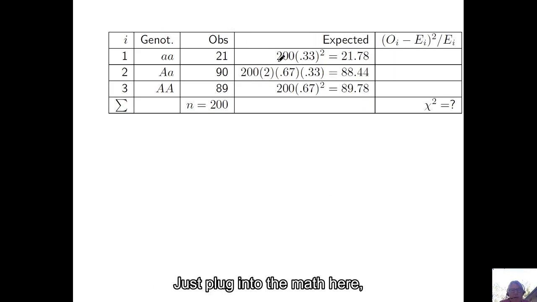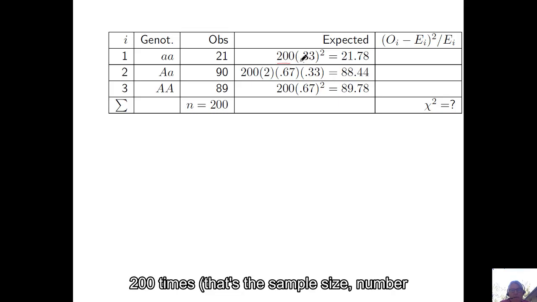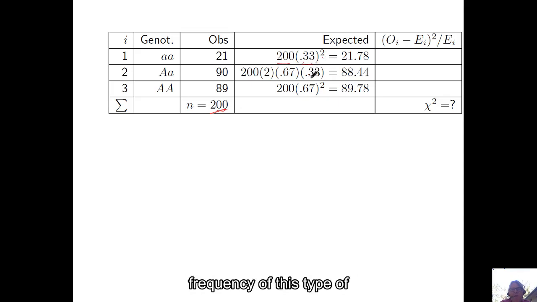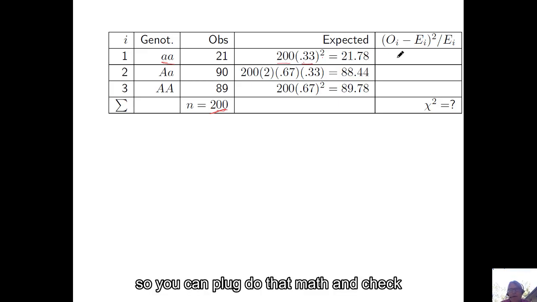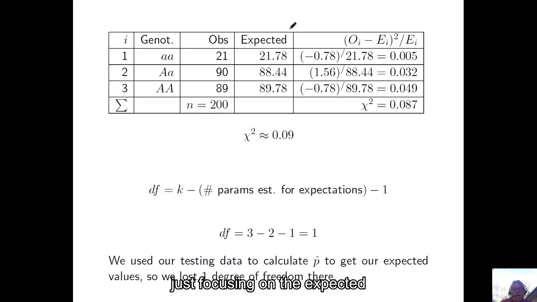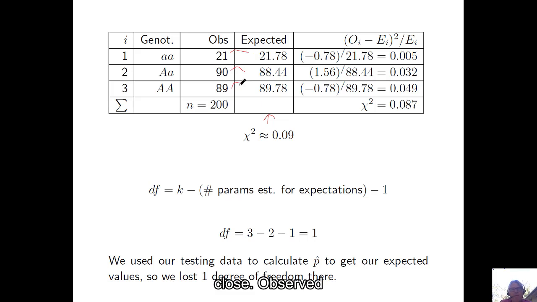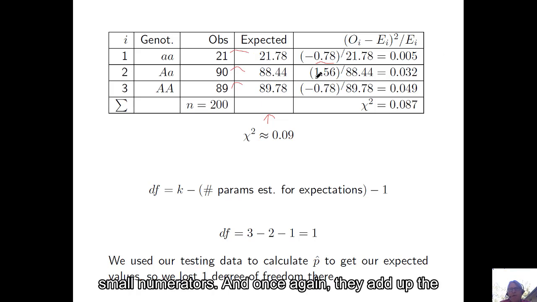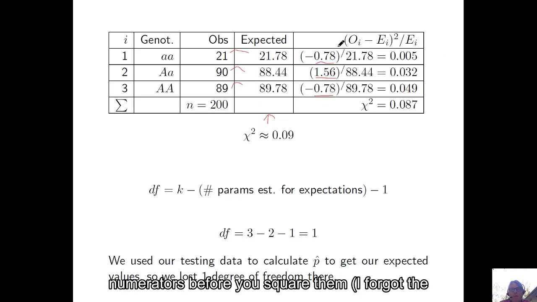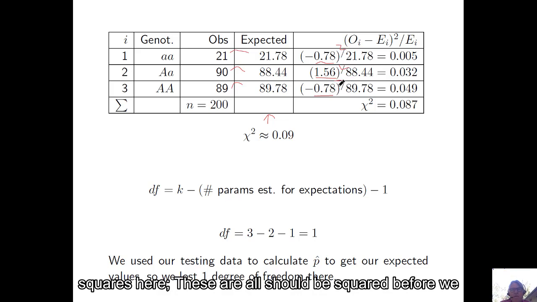So just plugging through the math here, 200 times, that's the sample size, the number of individuals we've genotyped. 0.33 squared is the expected frequency of this type of homozygote. And there's our 21.78. Okay, so you can plug through that math and check it. I don't think I made any errors there. Just focusing on the expected column, just taking away the equation, we can see that these numbers are actually quite close, observed minus expected. And if we start to calculate the chi-squared terms, we see very small numerators. Once again, they add up the numerators before you square them. I forgot the squareds here. These all should be squared before we calculate.